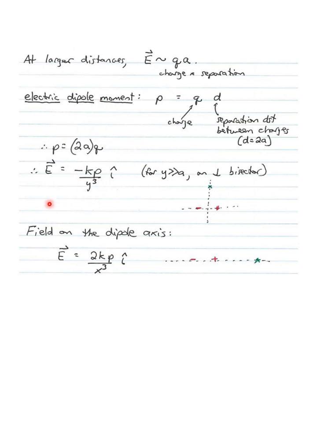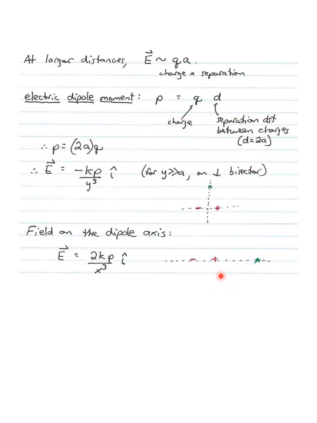So the electric field is negative k times the dipole moment divided by y cubed, i hat. And so here you see the picture. We have the negative on one side, the positive on the other. If we're evaluating the electric field up here, then this is the formula we're going to use: the electric field is negative k times the dipole moment over y cubed.